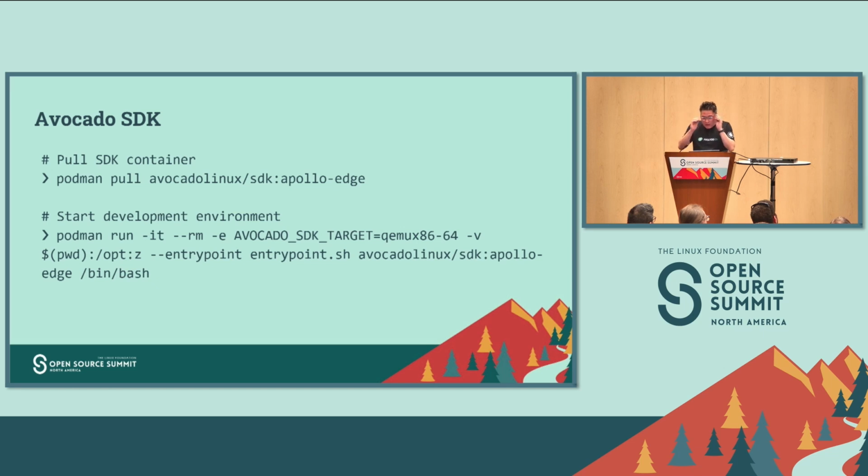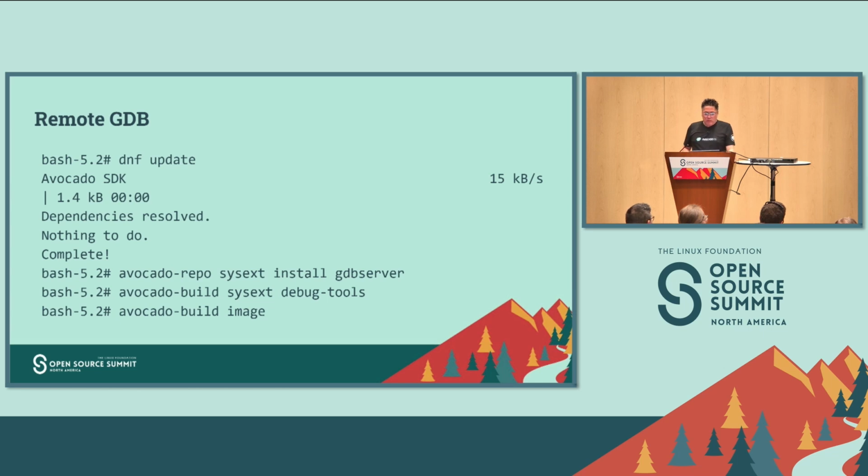So we have an Avocado SDK. So I work on this distro called Avocado Linux. It's a Yocto-based distro. So we built the distro using Yocto. We provide an SDK container image. So you can pull this container image. I believe it's on Docker Hub, one of the registries. So you can pull that container image. You can start it up, and you have a Yocto dev environment without any Yocto. I'll explain how that works in a moment.